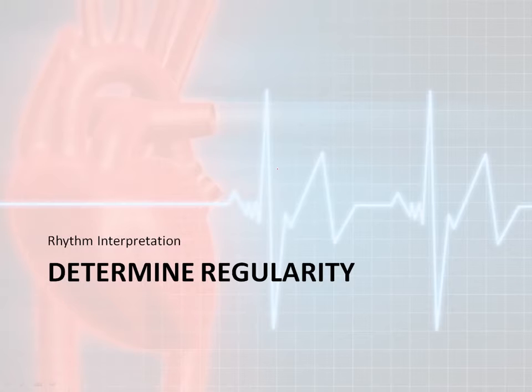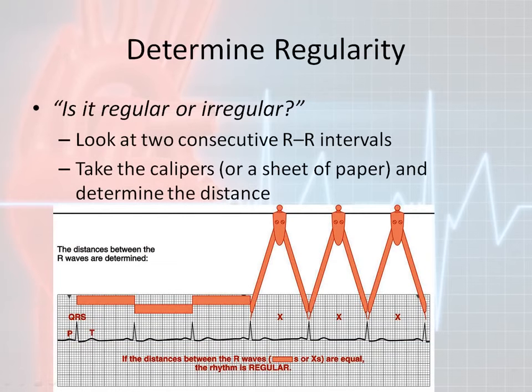Now let's move on from the heart rate calculation and actually determine the regularity itself. Whenever we talk about regularity, first of all, you want to try to figure out, is it regular or is it irregular? You want to look at two consecutive R to R intervals. You're going to take your calipers or a sheet of paper, you can do that too, and determine the distance itself.